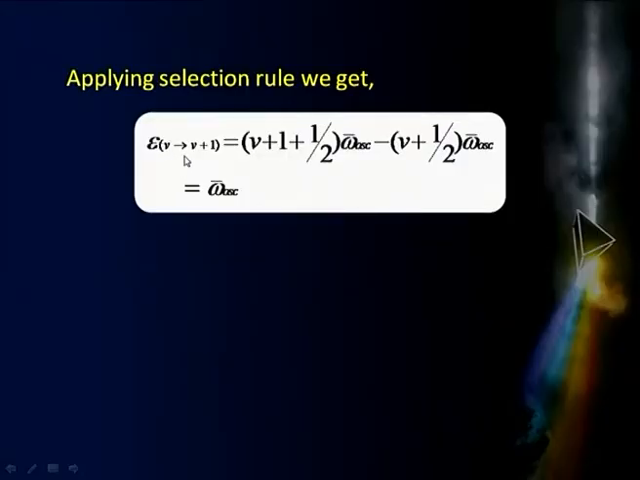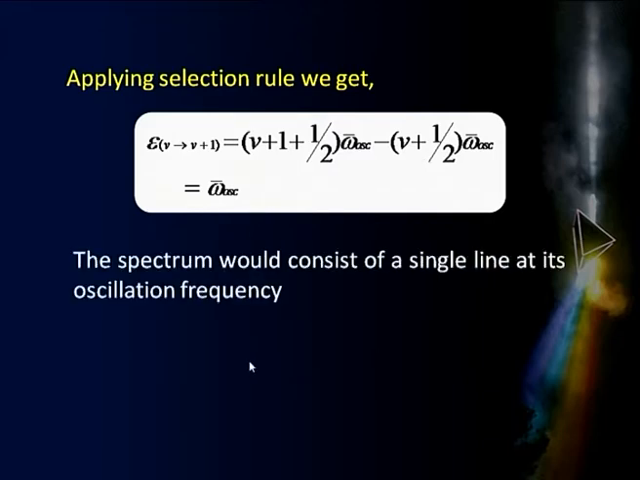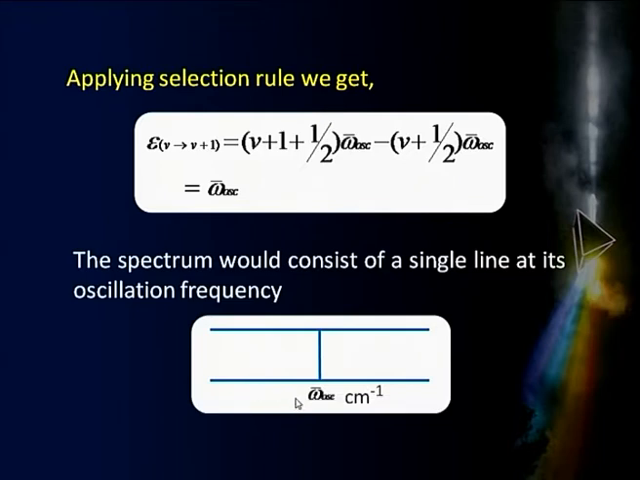The meaning is that, in terms of this selection rule, the transitions which will take place, say I take some energy level, say V, and I am talking about a transition from V to V plus 1 level. This energy can be computed by substituting the value of V plus 1 here and the value of V here. That means this is the energy of the V plus 1 level, and this is the energy of the Vth level. If we do this subtraction, we find it happens to be omega oscillation. That is straightforward. That means the spectrum will consist of only one single line at the vibration frequency, that is omega oscillation.